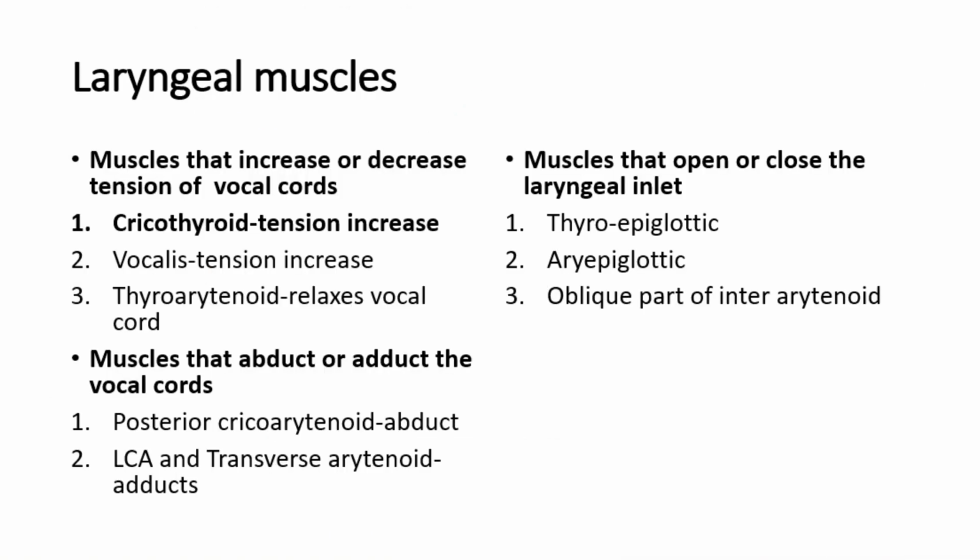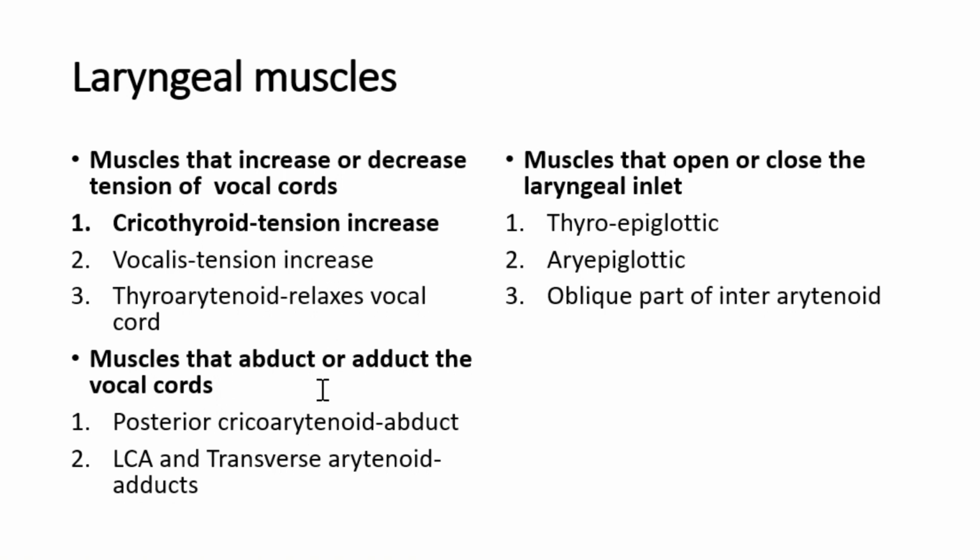Now what you have to learn is basically these muscles are going to do three functions. One is either they are going to increase or decrease the tension of the vocal cord, they are going to abduct or adduct the vocal cords, and they are going to either open or close the laryngeal inlet. Now the most important thing here is the cricothyroid. It is also known as the tuning fork of the larynx. It tenses the vocal cord. Okay, the vocalis muscle is also increasing the tension in the vocal cord. The thyroarytenoid is basically relaxing the vocal cord. So tension is basically changing the pitch here.